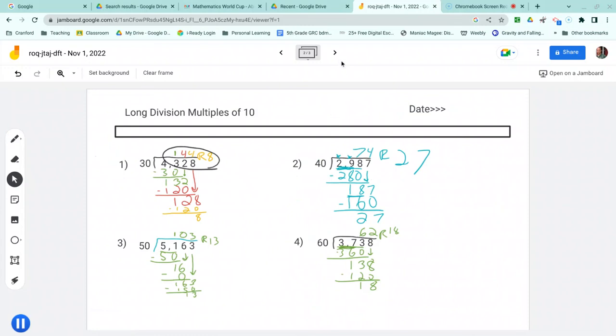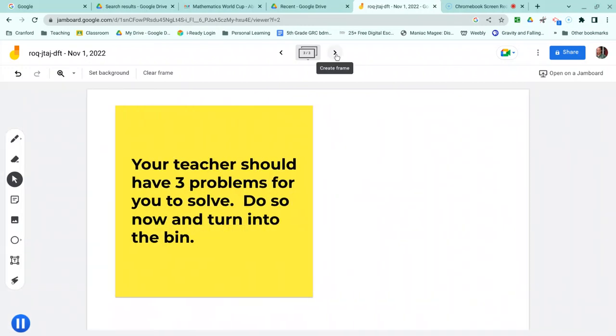Congratulations on going through this lesson. Final step before you can do the rest of your work today is your teacher should have 3 problems for you to solve. Do so now and turn them into the bin. Good luck with your task today. Wonderful job, everybody.